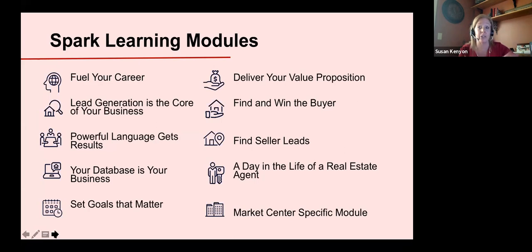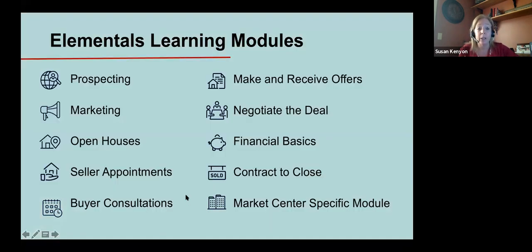And that is the first section of Ignite, which is Spark. And then you'll roll into Elements, which is so fun. There's prospecting. So you're going to talk about how you're going to find new business. You're going to be using your daily success habits. And then you're going to roll into marketing, which is, of course, super important.